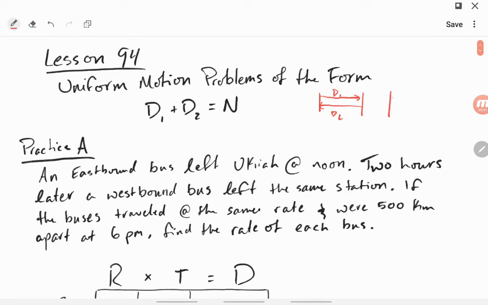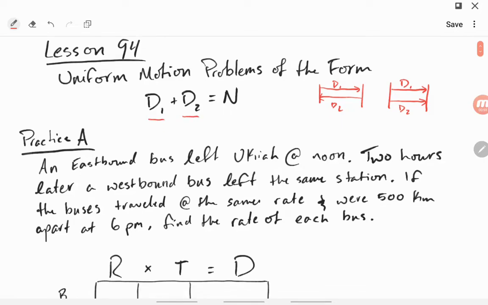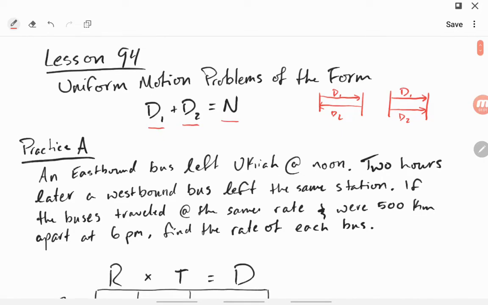Or maybe we go one direction, and then we have another thing moving that same direction, same speed, or maybe not same speed, but same distance, right? So those distances were equivalent. Now we are going to be dealing with problems that state the sum of two distances equals some number, right? If I take the distance of my first item and add it to the distance of my second, I'm going to get some number.